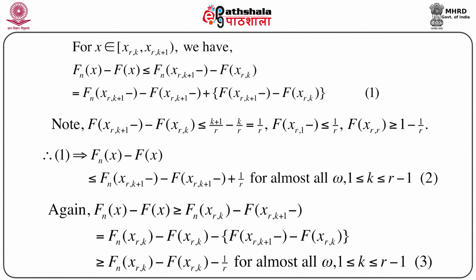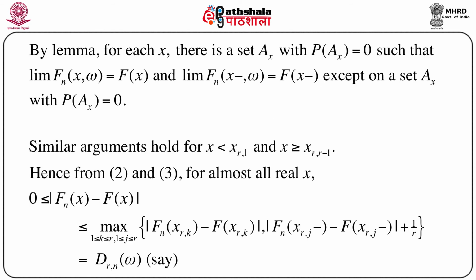So, that means we can immediately say that Fn(x) − F(x) is both bounded below and bounded above by two different quantities. Now, let us recall the lemma that we have just discussed, which states that for each x, there is a set Ax with probability of Ax equal to 0, such that the limit of Fn(x, omega) equals F(x) as n goes to infinity, and the limit of Fn(x−, omega) equals F(x−) as n goes to infinity, except possibly on the set Ax with probability 0. That means, whenever this doesn't happen, it may not happen on a particular set, which may be a very small set, but that set has probability zero. So actually it has no effect on the actual study or the results that we are going to show.